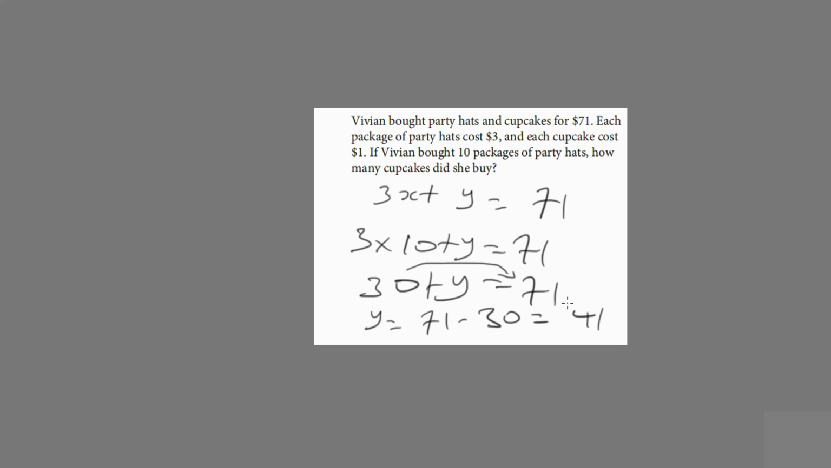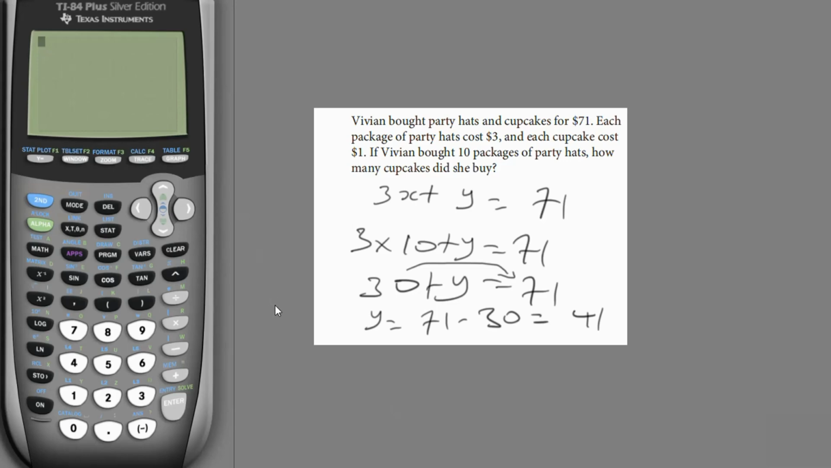Okay, so this shows us that if Vivian bought 10 packages of party hats, she bought 41 cupcakes. Okay, so that's the answer to this question. So basically, we don't even need to punch anything on the calculator. So the question is straightforward. Once you're able to interpret it correctly and express it mathematically correctly, you're good to go.